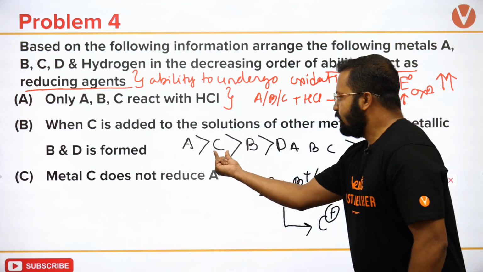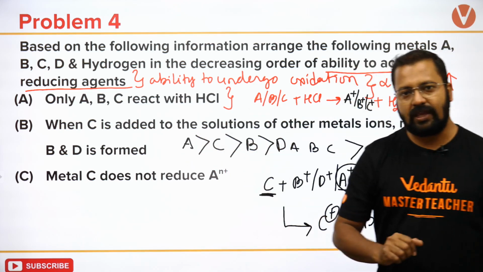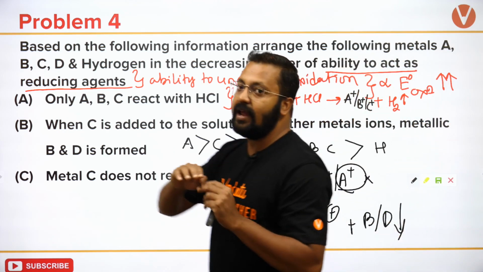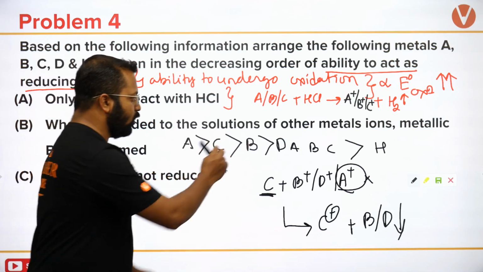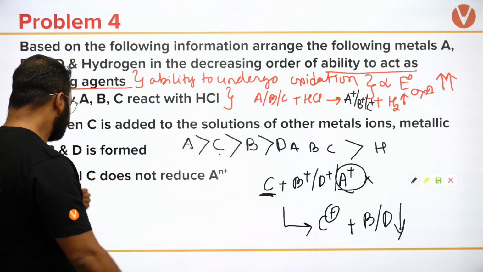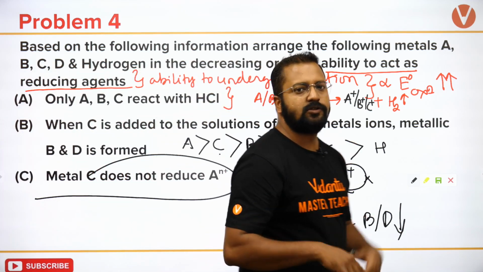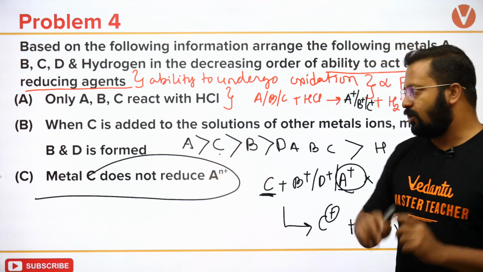Now look, C is reducing B and D, but C is not able to reduce A. That means C has the ability to reduce B and D, so it should come before B and D. Metal C does not reduce A plus. So that also suggests this is the order.